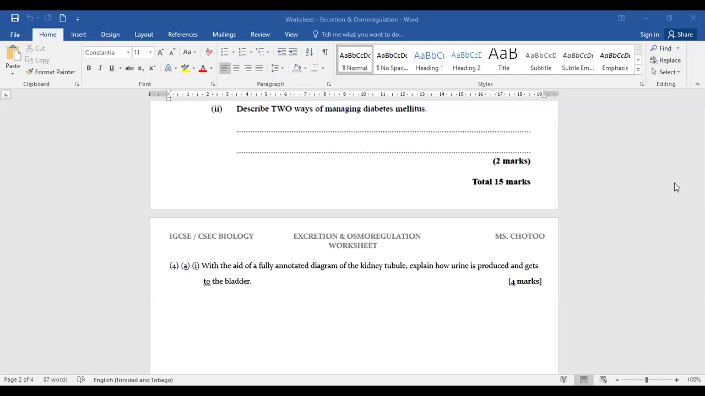Okay, but very good. So that was 2 marks. So once you had 2 ways of managing your diabetes, you're good to go. And all you would have had to do was state it. So diet, exercise, taking proper medication, taking insulin, drinking more water, avoiding sugary foods, all of that.